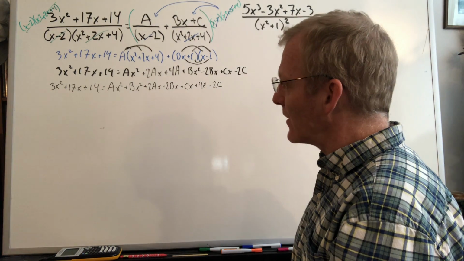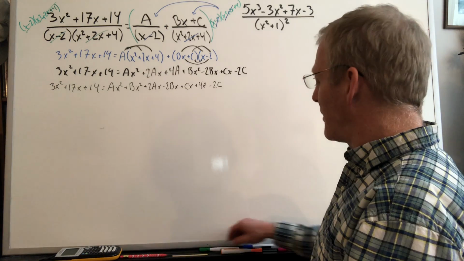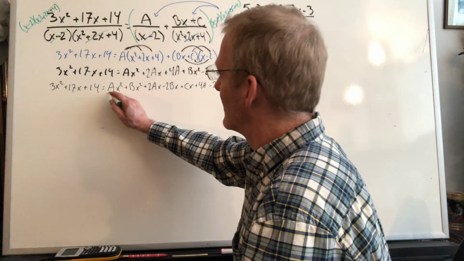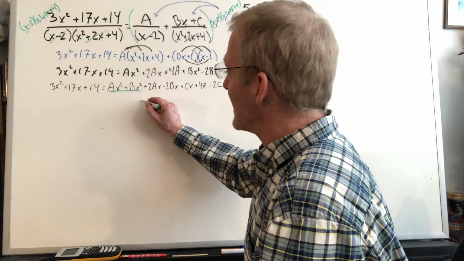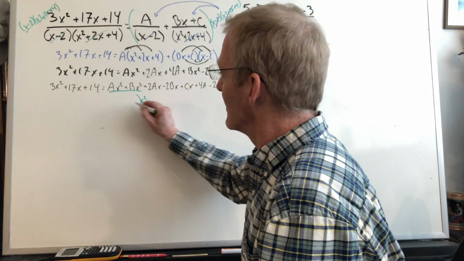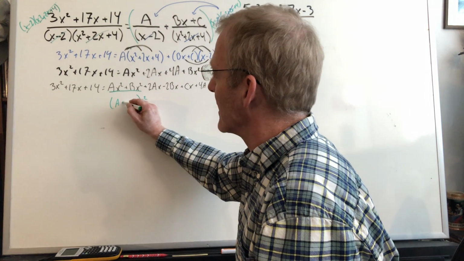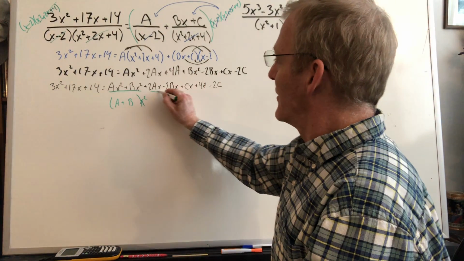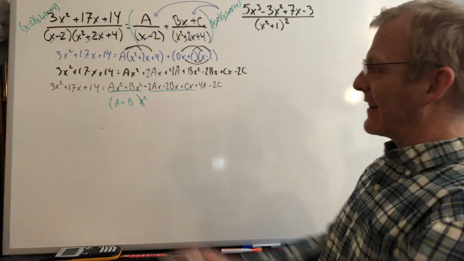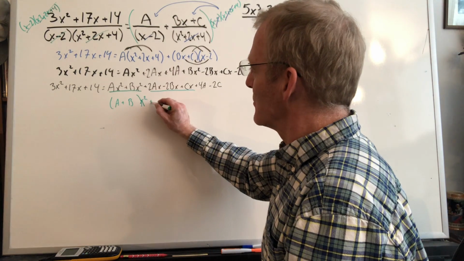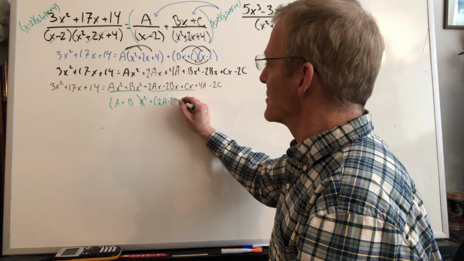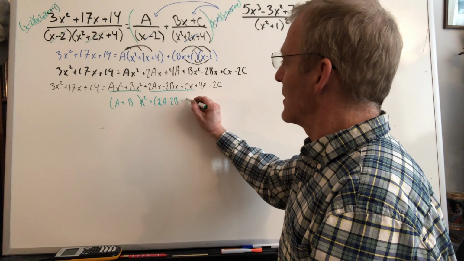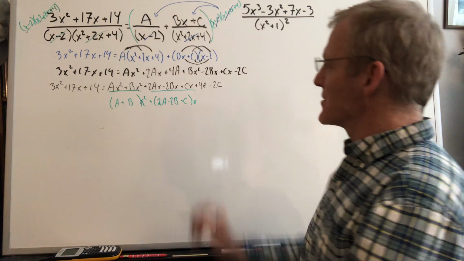Okay. Now, this part, we're going to factor the x squared out like we had done before. So if I take x squared out, I'm left with a plus b. This part, we're going to take the x out. So plus (2a minus 2b plus c), all of those times x's.